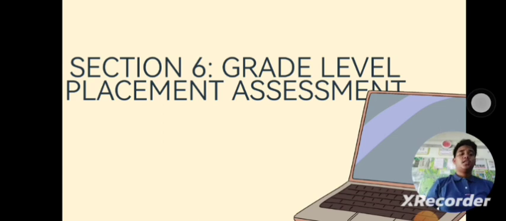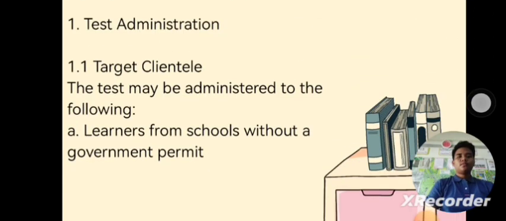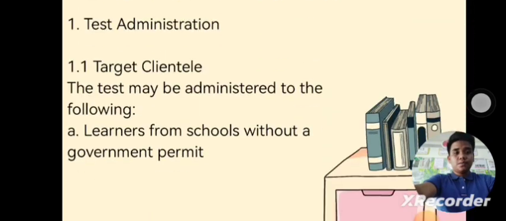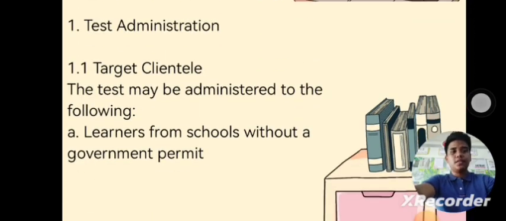Section 6, grade level placement assessment. The implementation and administration of this section 6 will be discussed by Elgin Banding, so please listen to how this test is being administered.